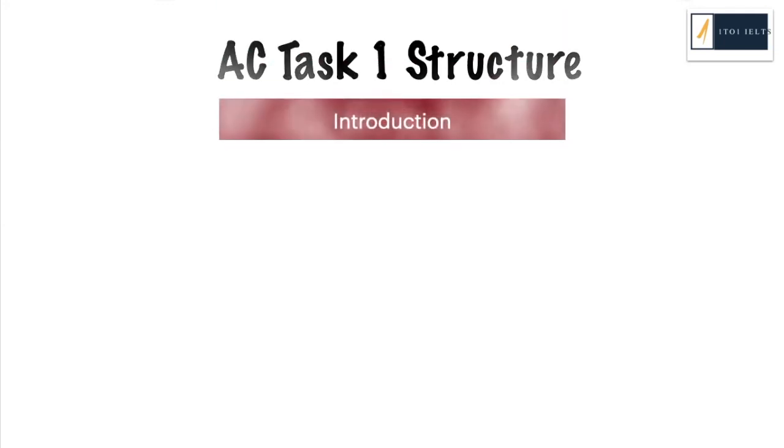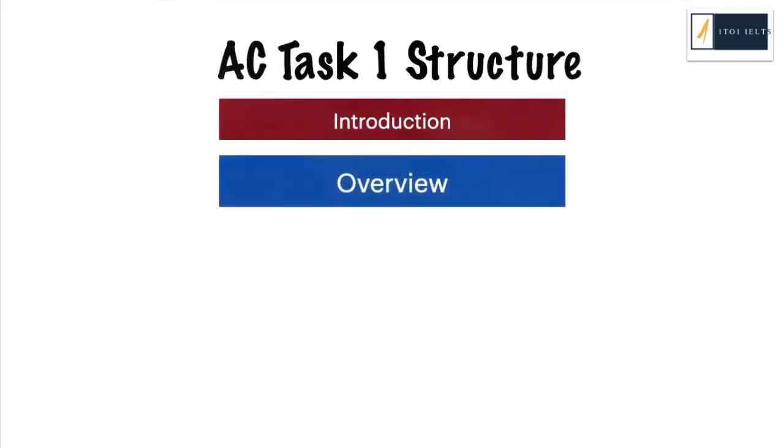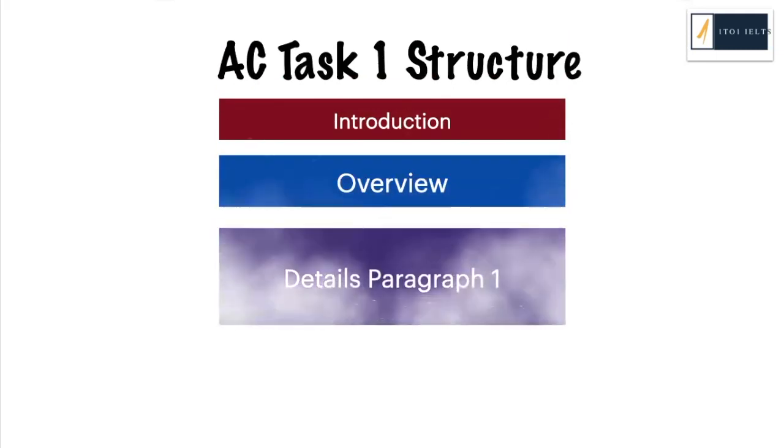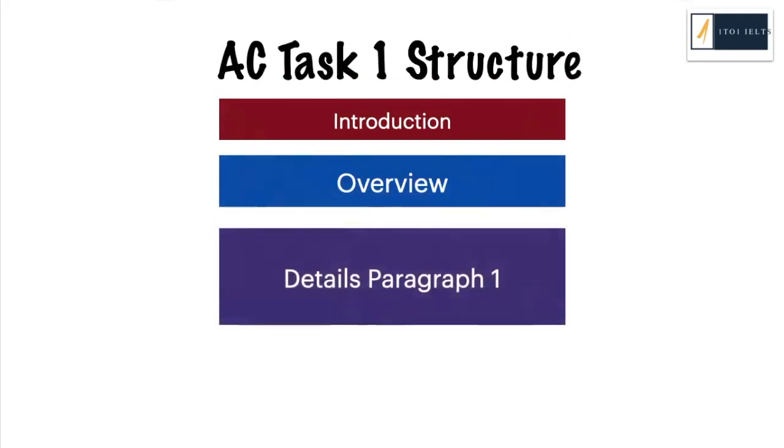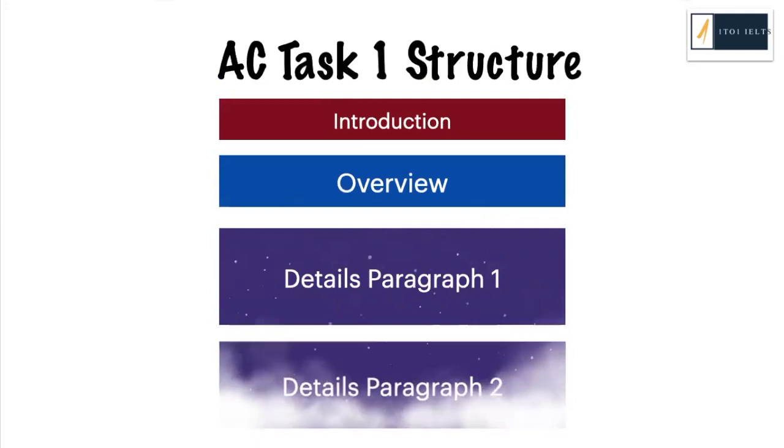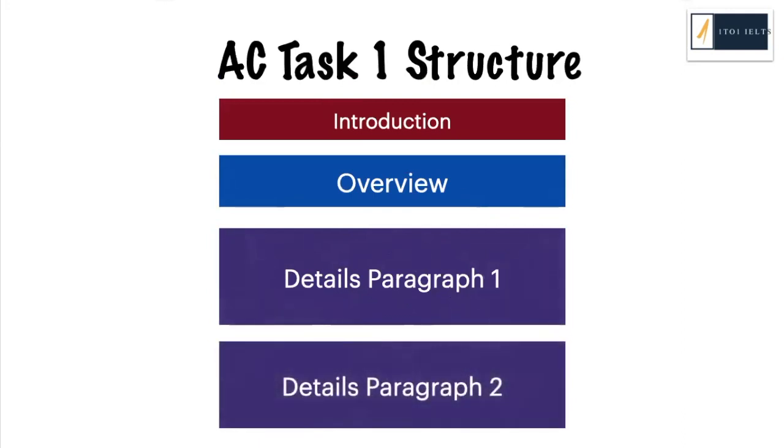So the structure of an academic task 1 essay is always going to be 4 parts. You start with your introduction. It is followed with an overview. After that, we have details paragraph 1, and finally, details paragraph 2. Note, we do not have a conclusion. It's really important that you do not write a conclusion for this type of essay.